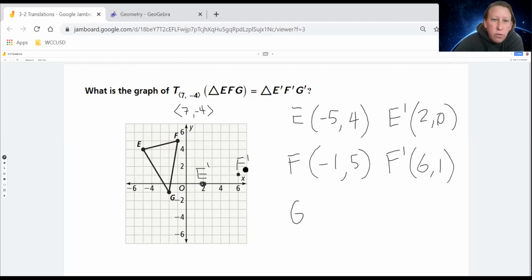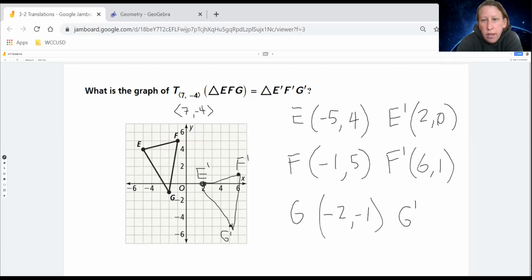And the original G was here, and we're going to translate it 1, 2, 3, 4, 5, 6, 7, and down 1, 2, 3, 4. You can see that the triangle we started with is the same size and shape. It's congruent to the triangle we ended with. The original point was (-2, -1), and the image was (5, -5). Now, what would you do with this number to get to this number? What would you do with this number to get to this number?